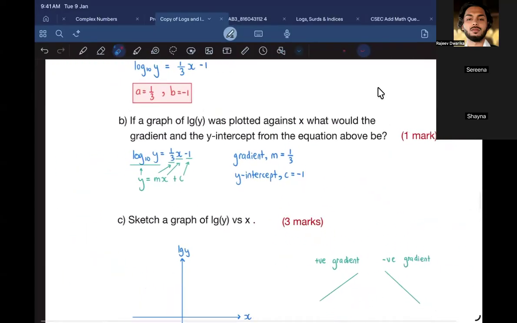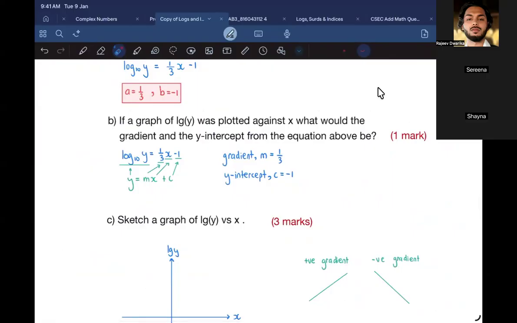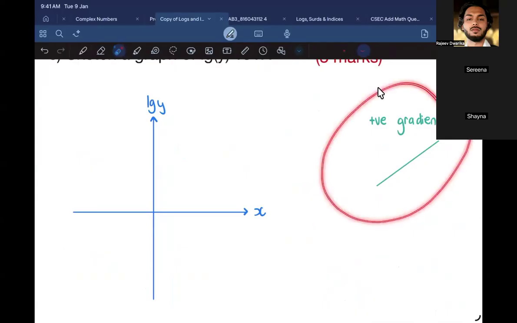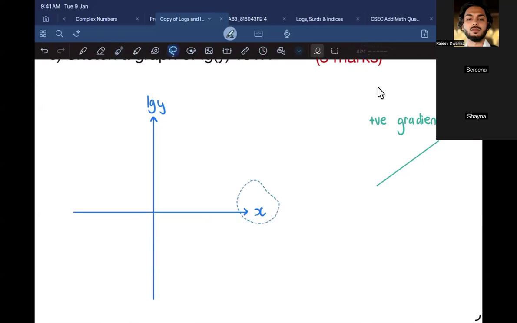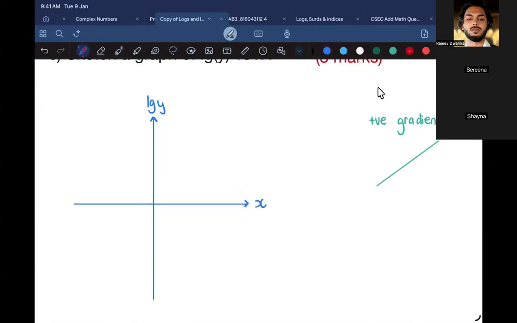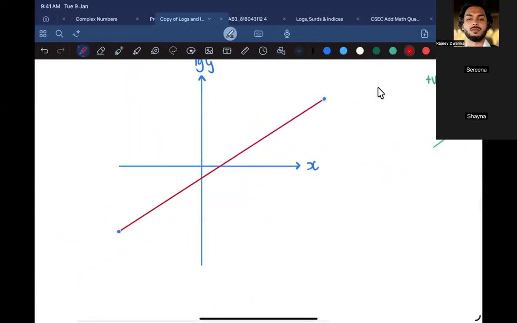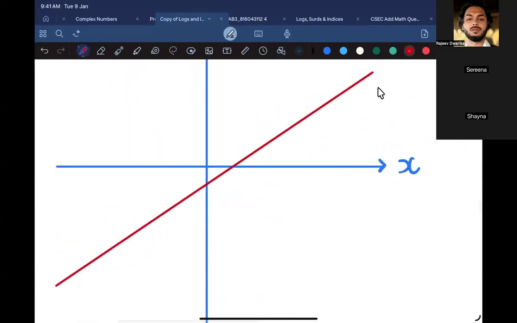And what was the y-intercept? -1. Right. So we know that we need to have a gradient in this direction, and it has to pass through what on the y-axis? -1. Right. So look at something like, probably like, yeah, that's fine. And I would say that this over here is what? -1. Correct.